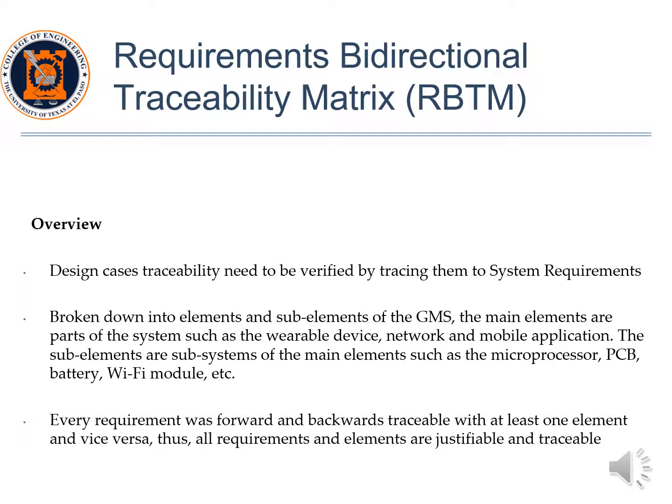Once the elements were defined, forward and backwards traceability were determined from each of the 70 requirements to each element. Every requirement was forward and backwards traceable with at least one element and vice versa. Thus, all of our requirements and elements are justified and traceable.